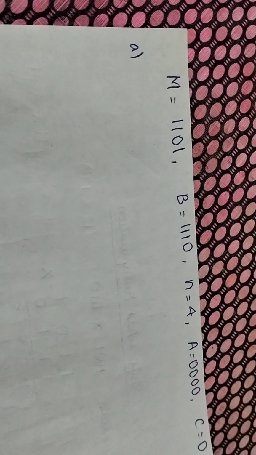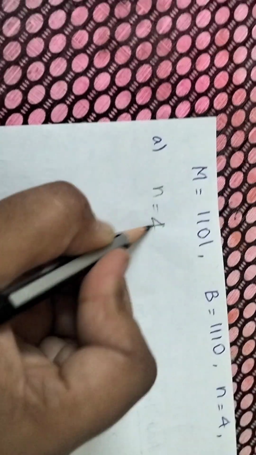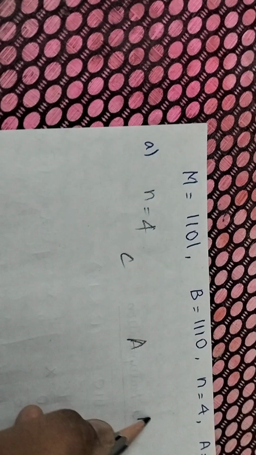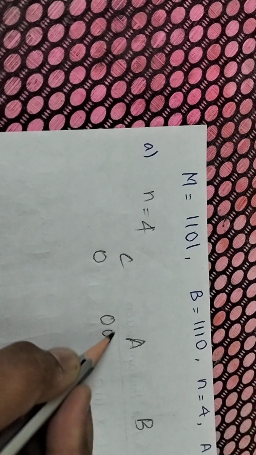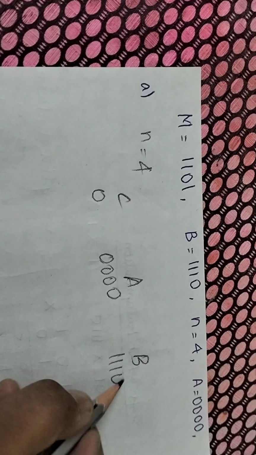Now with that algorithm in our mind and with this example, which is what we started out with, let's try solving it. So initially my n equals 4. Hope this is visible. N equals 4. We have C, A, B. C is 0. A is initially 0000. And my B is 1110.